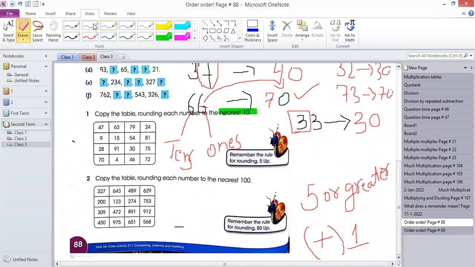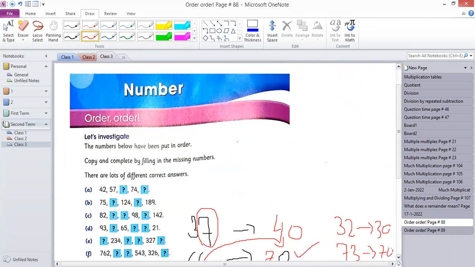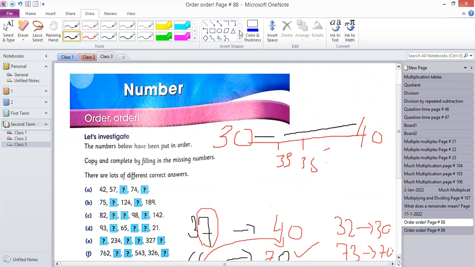So guys, look at this 33. 33 is between two tens, again 30 and 40. If you draw a number line, from the middle it is 35, and there must be 33. So is 33 near to 30 or 40? You will say that 33 is near to 30. It is not near to 40, 40 is far. So when you round off 33, the answer is 30, not 40.